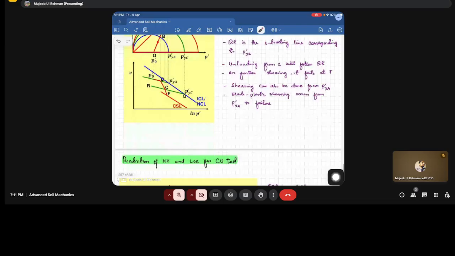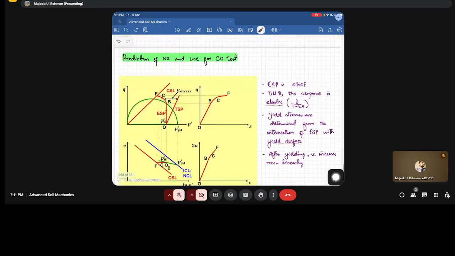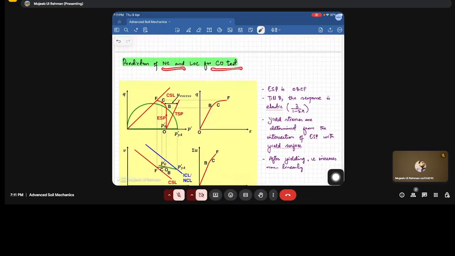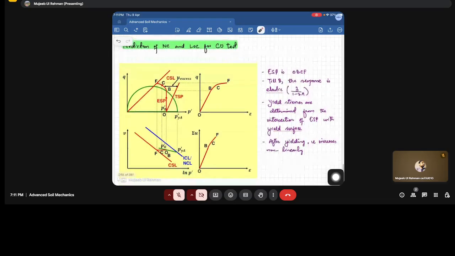Fine. Now, prediction for NC and LOC for the CU test. We want to predict the failure for the NC and LOC for the CU test using the modified Cam clay model. We will take advantage of all four plots in this discussion. So we have q versus p dash, we have v versus ln p dash, we have q versus axial strain, and in the CU test we are more interested in the excess pore water pressure, or the rise in the pore water pressure.